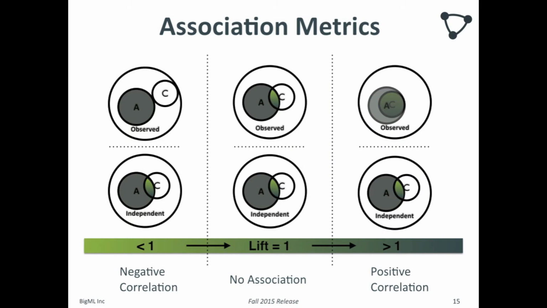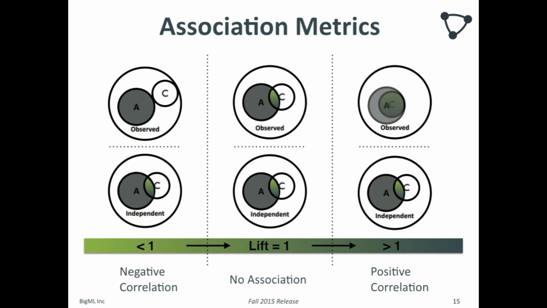All right, so on the left-hand side, the bottom sets here are the case where we imagine the antecedent and consequent are independent. Okay, so it's the same there all the time. And then the top is what we observe. If we observe that they're completely disjoint, they have a support of 0, and so we're going to take 0 and divide it by a positive number, and we're going to get a number that's less than 1. This is telling you there's a negative correlation, right? A implying C is actually negatively correlated. It's even less likely than if they were statistically independent, which is possibly interesting.